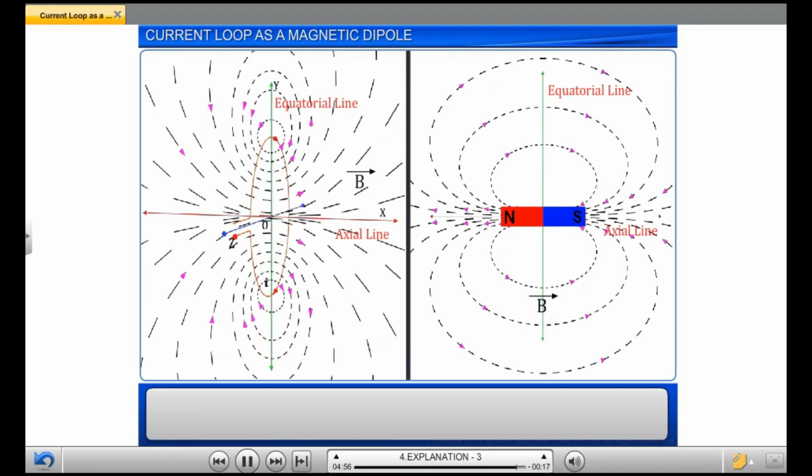Observe that the magnetic field produced by a current-carrying circular loop is similar to the magnetic field due to the magnetic dipole at large distances. Such a dipole is referred to as a point magnetic dipole.